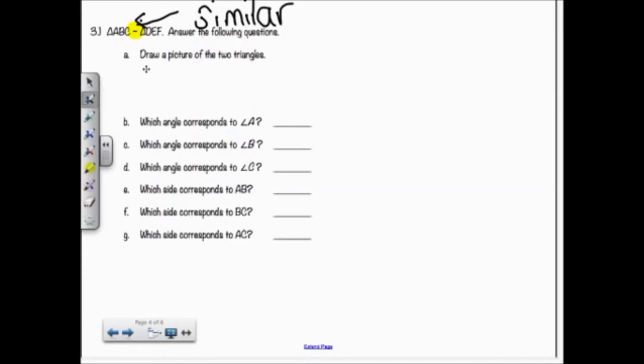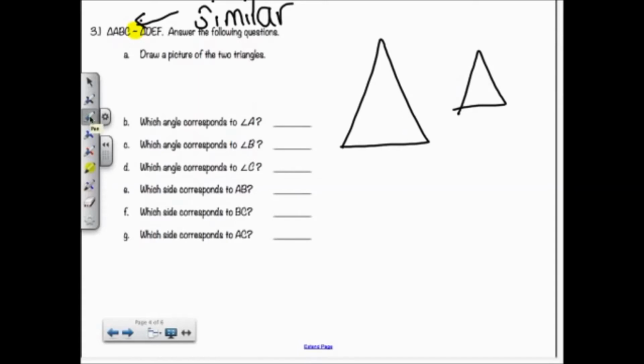Answer the following questions. Question A, draw a picture of the two triangles. So what I'm going to do is draw triangle ABC versus triangle DEF. Now I don't know which one is bigger. I just know the two triangles have proportional sides and congruent angles, and one is bigger than the other, but I don't know which one is which. Do you see how this says A, B, C? That means that this A has to go with this D, since this is D, E, F. The A came first, the D came first, so I'm going to label this angle right here A, and this angle right here D, because those go together.